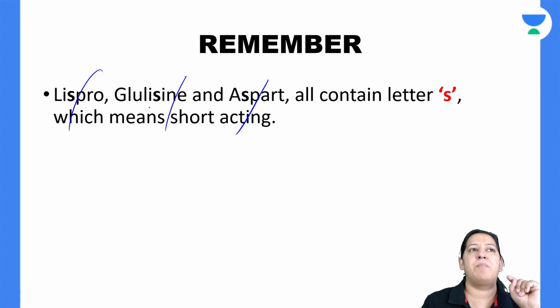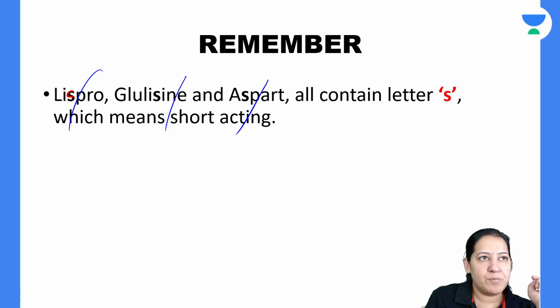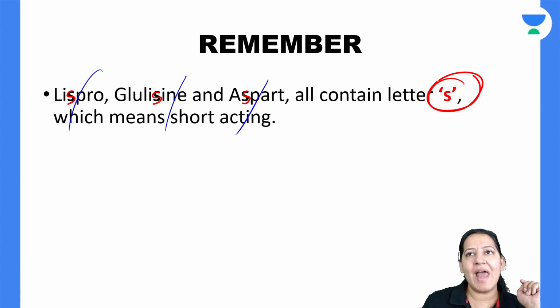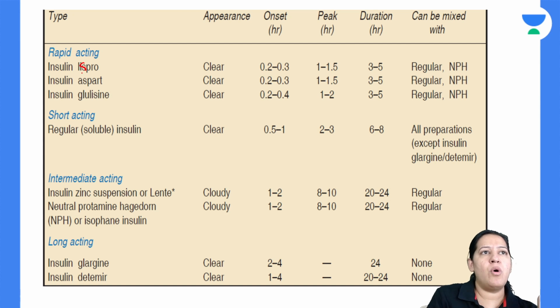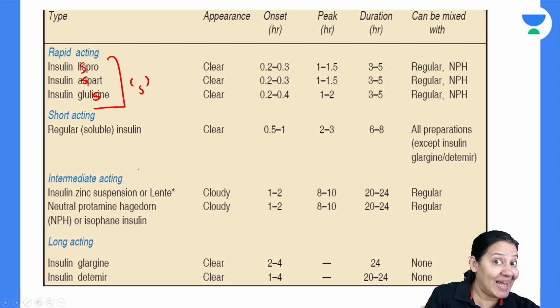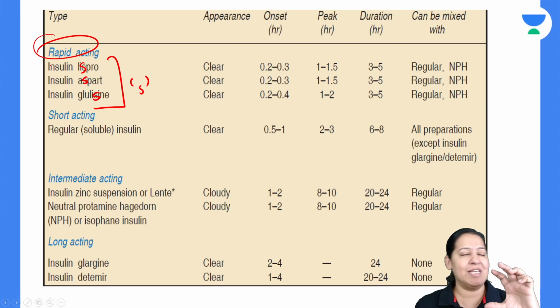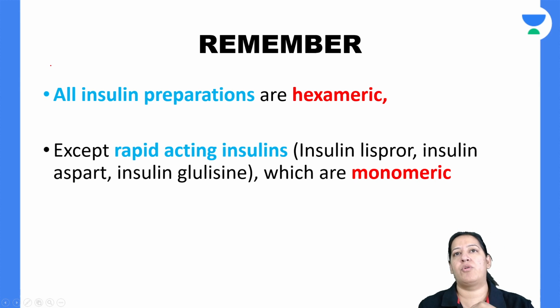Lispro, glulisine, aspart all have S. Lispro has S, glulisine has S, aspart has S. So all S containing are not short, it is rapid acting. Please don't get confused. It is ultra short, it is rapid acting, right? So lispro, aspart, glulisine, these three containing S in their spelling, they are rapid acting. So from MCQs, you have 4 options now. You can pick it out, right?